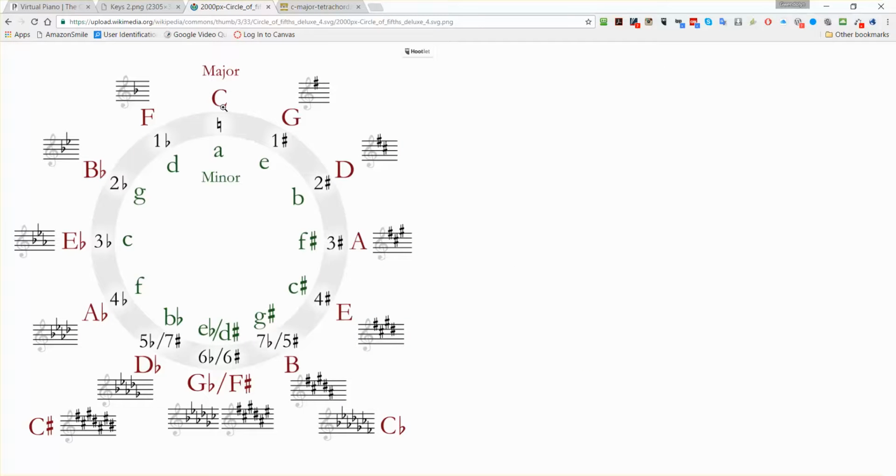Start from C. Everything starts from C major. C major having no sharps and no flats. Start from C. Build your sharps on the right side. Then build your flats on the left side. Then of course you'll be able to place your flats and sharps correctly. All right?